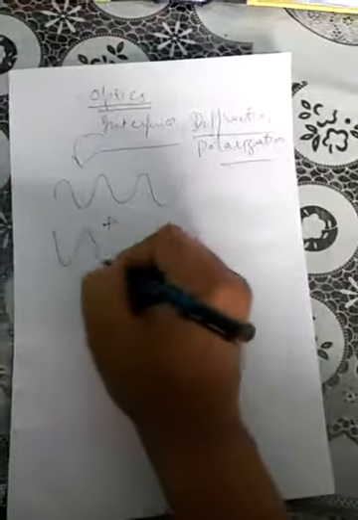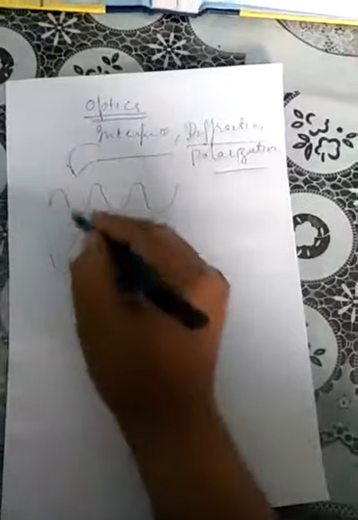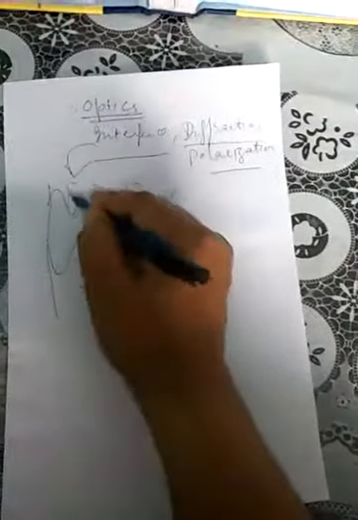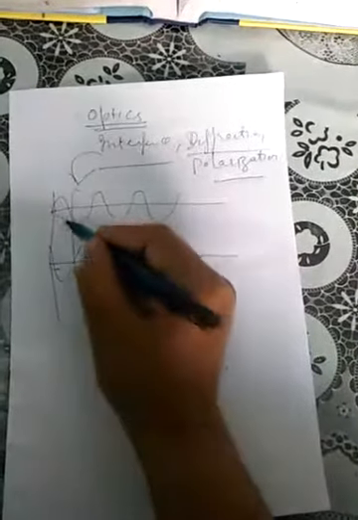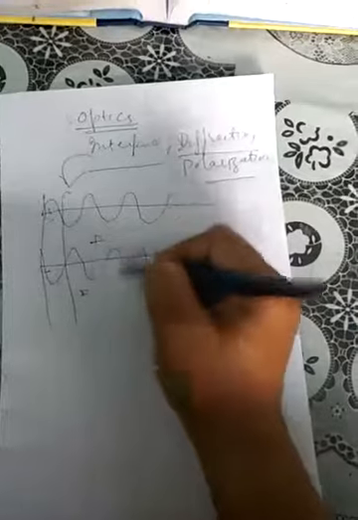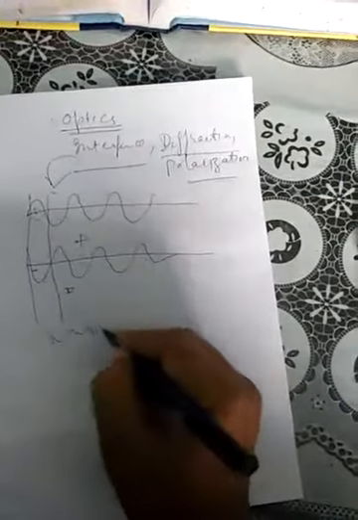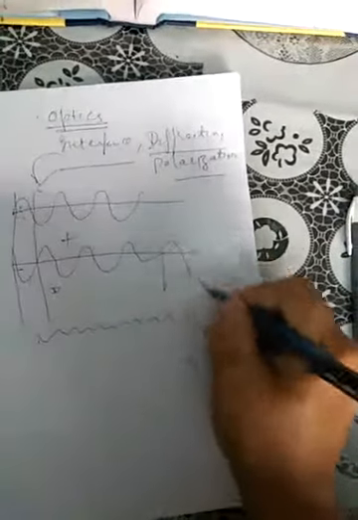Interference means the superposition of two different waves. If one wave is there and another wave of a different phase, they superimpose upon each other. So what happens? The resultant wave: if crest falls on trough, and trough on crest, the amplitude will be zero. That is called destructive interference. But if they are in the same phase, then the amplitude rises. That is called constructive interference.